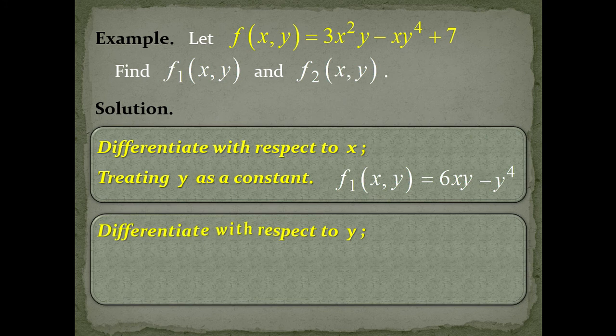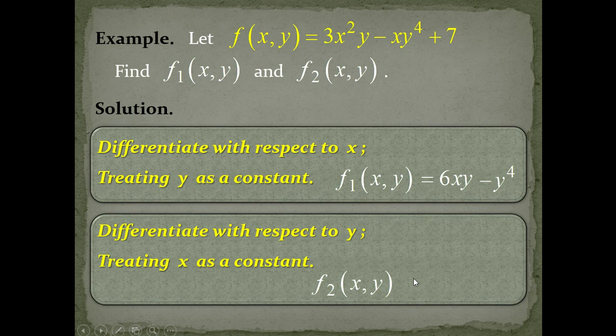Okay, now differentiating with respect to y. So this time we are going to treat x as a constant. Again, we are going to use the same approach. So 3 is constant, x is a constant, so x squared is also constant. So now we have to differentiate only y. The derivative of y with respect to y is equal to 1. So 1 times 3x squared. So our first term here is 3x squared.